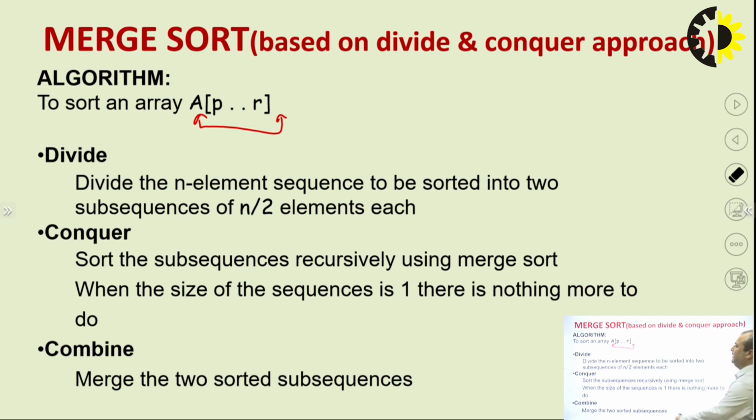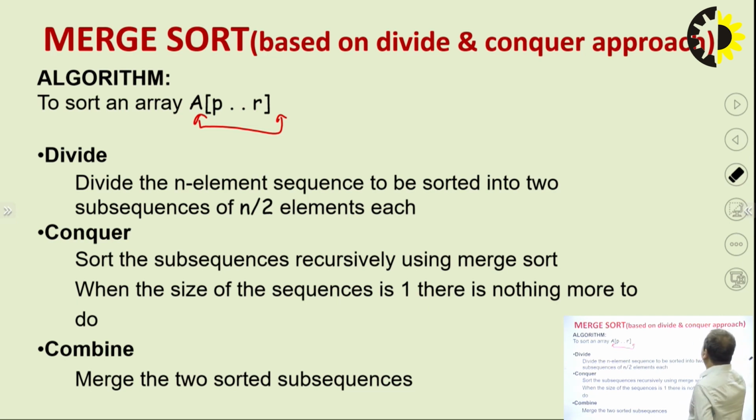So just see the algorithm. Suppose we are going to sort an array from P to R, means we are going to sort the elements from A[P] up to A[R]. So what do we do?